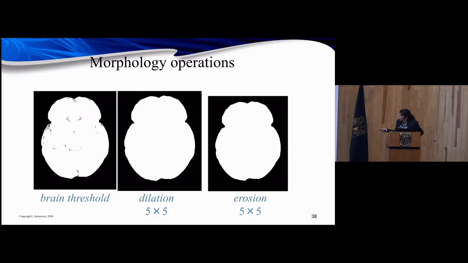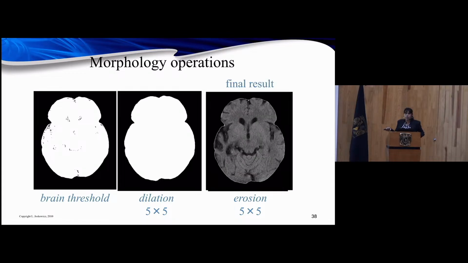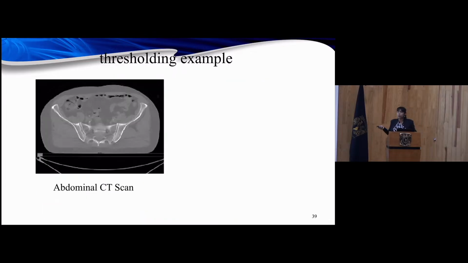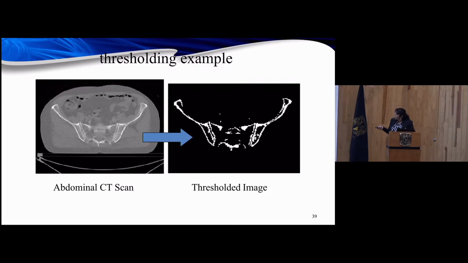And from here, I get a binary mask that, if I multiply it or overlap it with the original image, gives me the final result, with just the information of the brain tissue. There are a lot of examples of this. So I have here hip bones, and I want to get the hip bones.